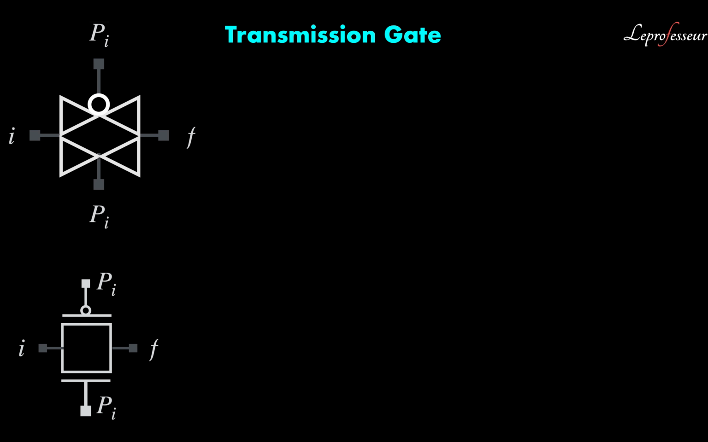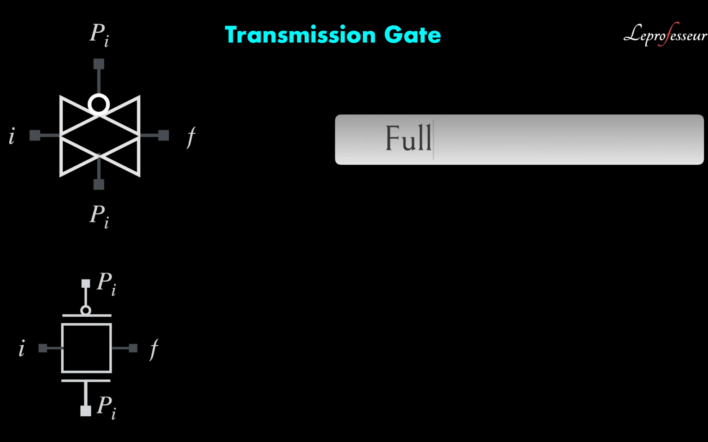Let's see just 3 advantages that we have. We can have many more advantages, but 3 key important points for the transmission gate. The first important point is the full rail-to-rail swing. That's a very important point, that we don't need any extra circuit at the output.